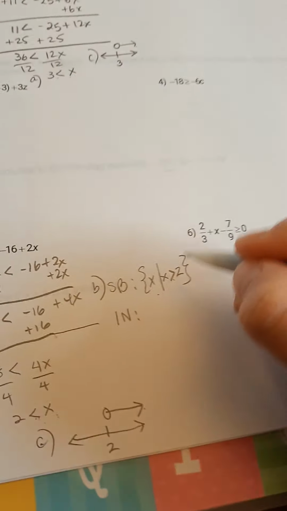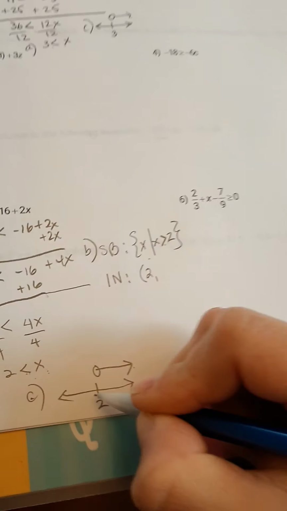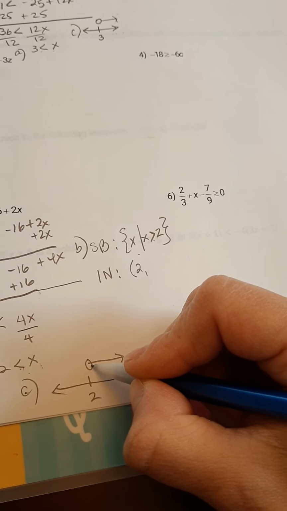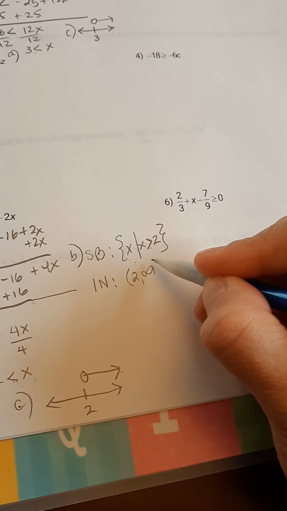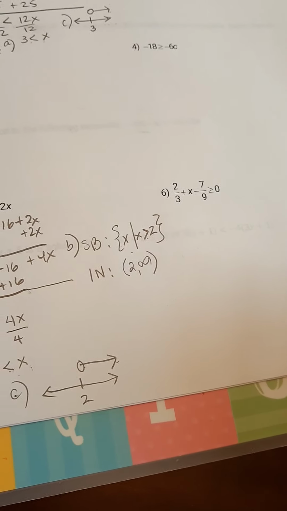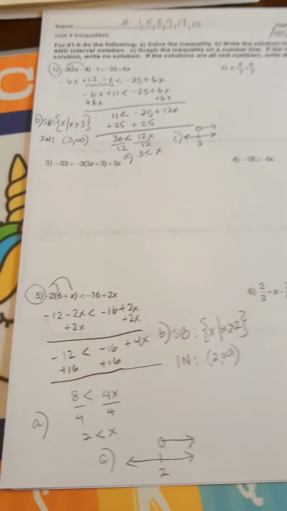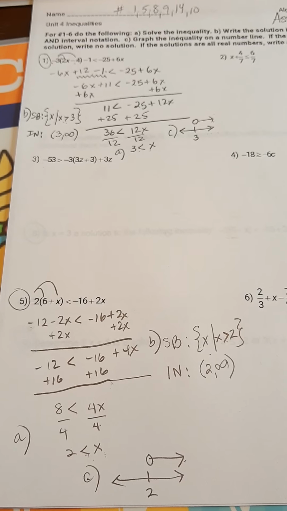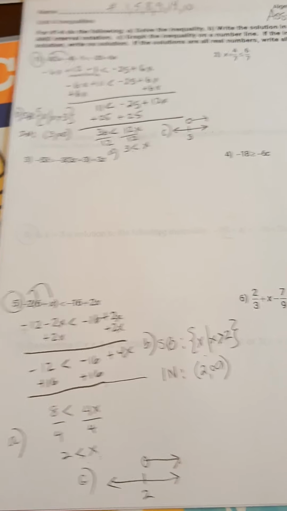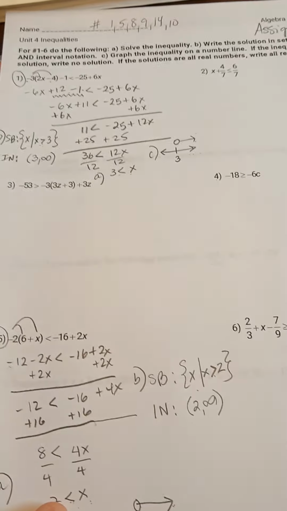And that means interval notation is going to have a parenthesis with a 2. If this were a closed circle, I would put a bracket. And then the arrow means infinity. So there's our second problem of solving inequalities. We're going to move on to number 8 now.